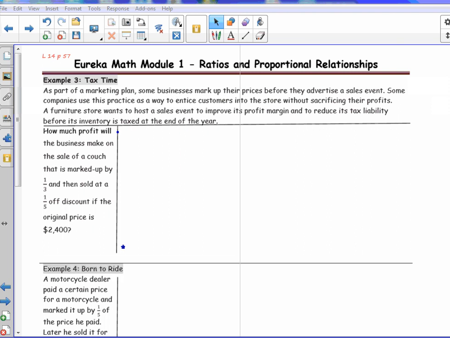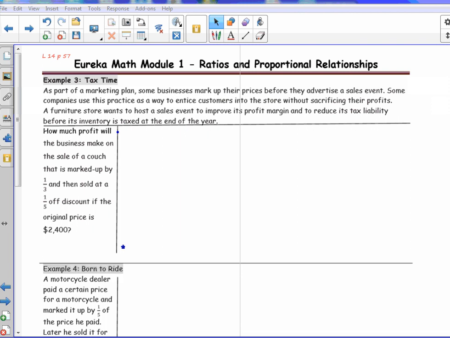As a part of a marketing plan, some businesses mark up their prices before they advertise a sales event. Some companies use this practice as a way to entice customers into the store without sacrificing their profits. A furniture store wants to host a sales event to improve its profit margin and to reduce its tax liability before its inventory is taxed at the end of the year. How much profit will the business make on the sale of a couch?